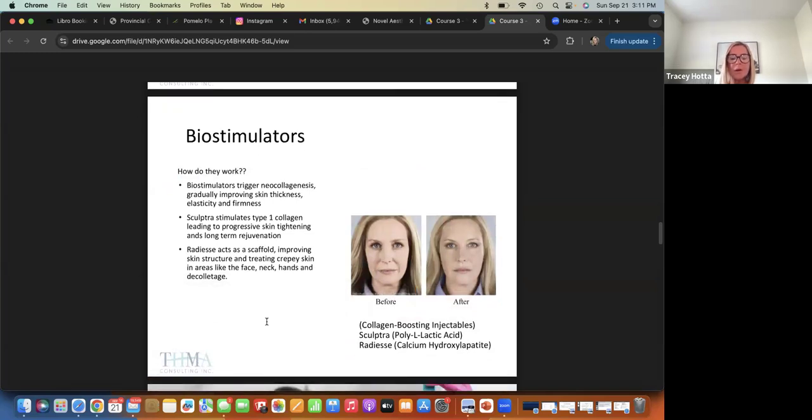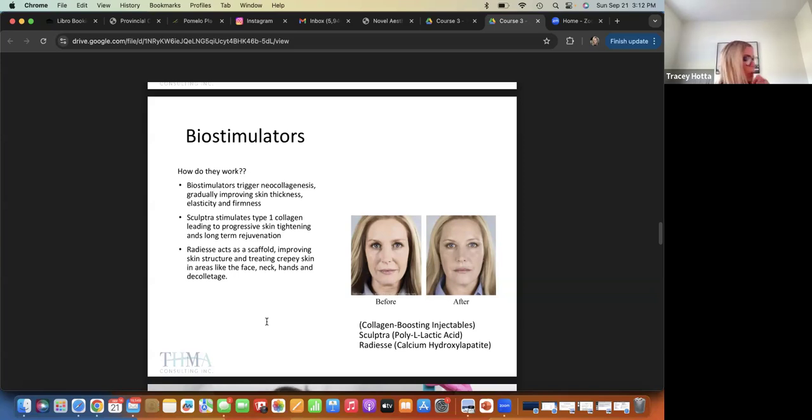Biostimulators, how do they work? This is a big thing in this industry right now. They trigger neocollagenesis, which gradually improves skin thickness, elasticity, and firmness. Biostimulators on the market now are Sculptra and Radiesse. Sculptra stimulates type 1 collagen, leading to progressive skin tightening and long-term rejuvenation. Radiesse acts as a scaffold, improving skin structure and treating crepey skin in areas like the face, neck, hands, and décolleté.